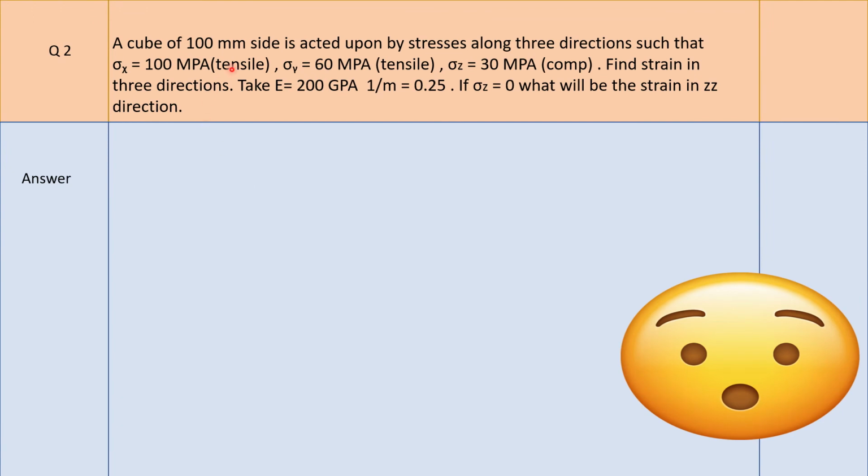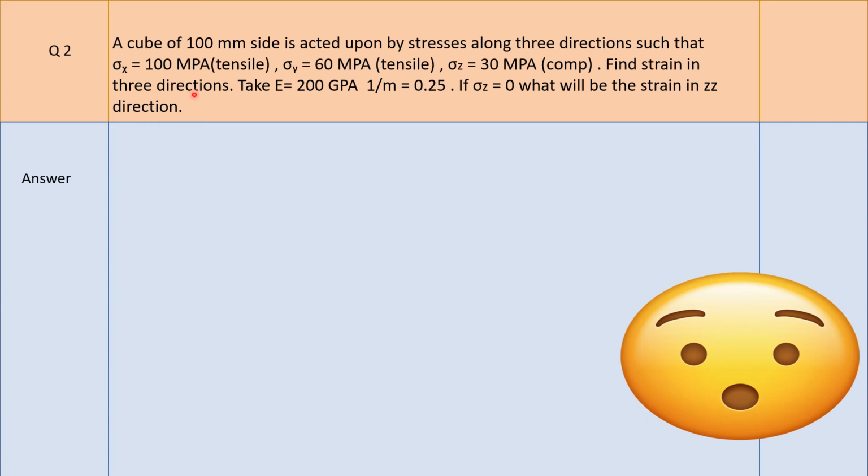A cube of 100 mm side is acted upon by stresses along 3 directions such that sigma x is equal to 100 megapascal tensile, sigma y is equal to 60 megapascal tensile, sigma z is equal to 30 megapascal compressive. Find strain in each direction. Take E is equal to 200 GPa and 1 upon m, that is mu, is equal to 0.25. If sigma z is 0, what will be the strain in z direction?